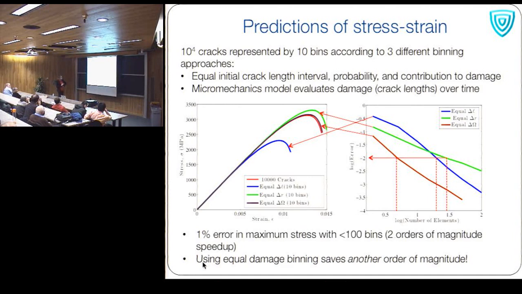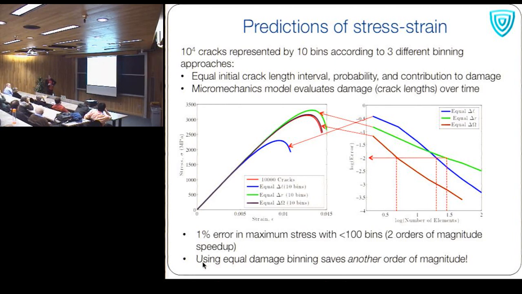Now, I think it's the black. I think this legend might be incorrect. I'm sorry, I think it's the darker of the two. It doesn't matter much. Then we took the cracks that were binned into equal intervals of crack length. This is the blue curve. And we made 10 bins. And the results are not too satisfactory. We're over, I don't know, about 20% error.